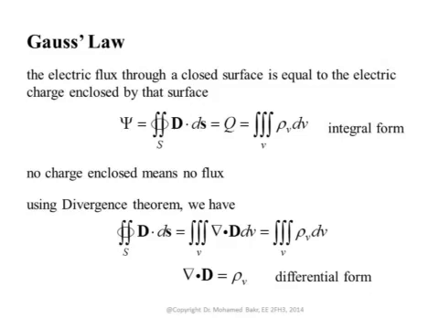And so mathematically, this is how we write it. Say the total flux epsilon is equal to the integral over the closed surface of D dot dS, which will be equal to the charge enclosed, Q, within this surface. But the charge Q enclosed within the surface is equal to the integral over the volume enclosed by this surface of rho v dv, where rho v is the volumetric charge density.